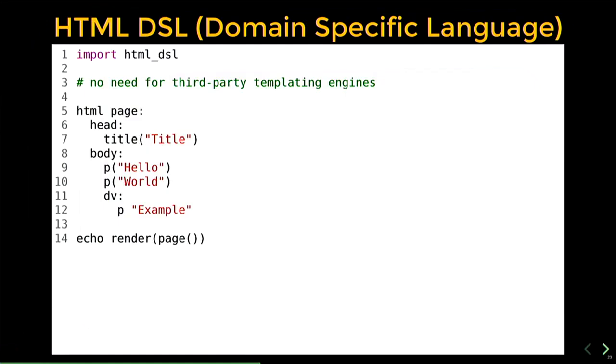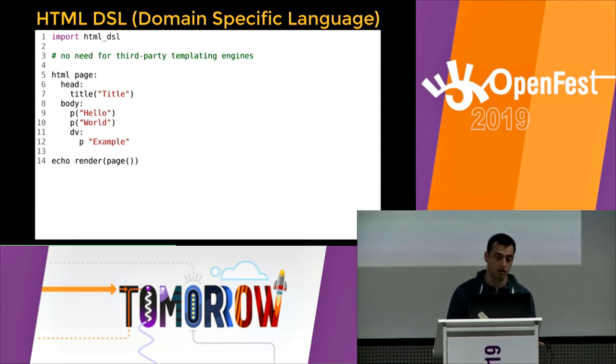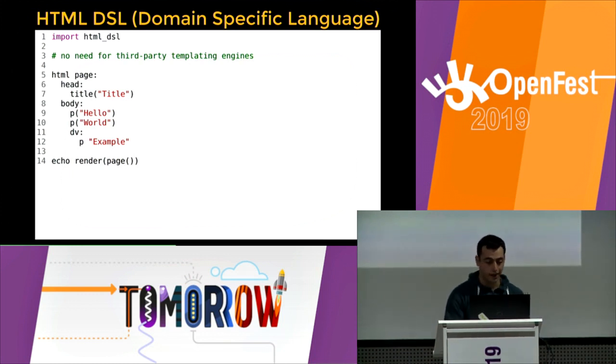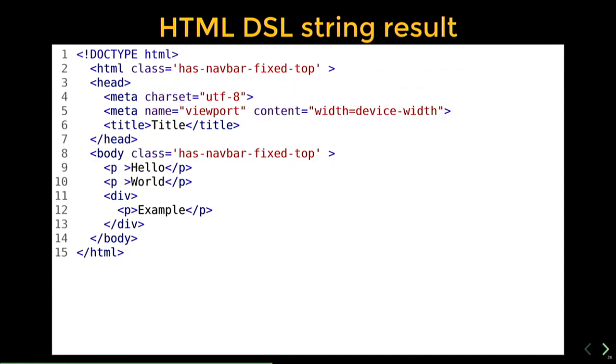We can do some really powerful stuff, like we can define a DSL, which is a domain-specific language, for example for HTML. So instead of using separate tools for templating and generating our HTML and whatever, we can do all of that inside of our Nim source code with the HTML DSL package from the package manager. And this is going to be the final result after calling render on the page.